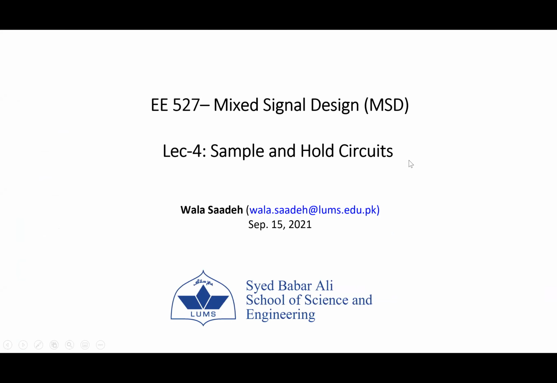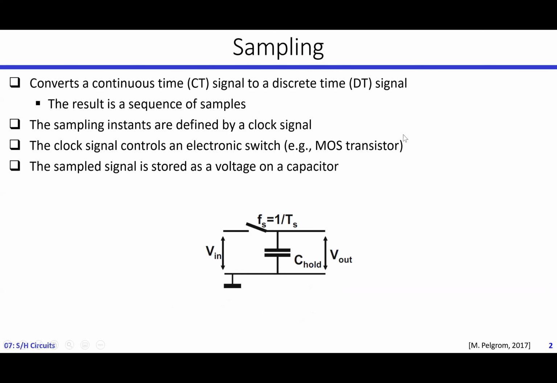We previously discussed sampling from a mathematical point of view. Now we want to move to the circuit that performs the sampling task for us and see what issues we have in this circuit. So basically, you remember that sampling converts the continuous time signal to a discrete time signal.